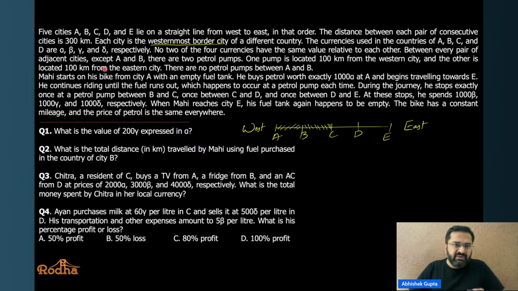Between every pair of adjacent cities except A and B, there are two petrol pumps. Fine. So here there is no petrol pump, and apart from it, here there are two petrol pumps, two petrol pumps, two petrol pumps. One pump is located 100 kilometers from the western city and the other 100 kilometers from the eastern city.